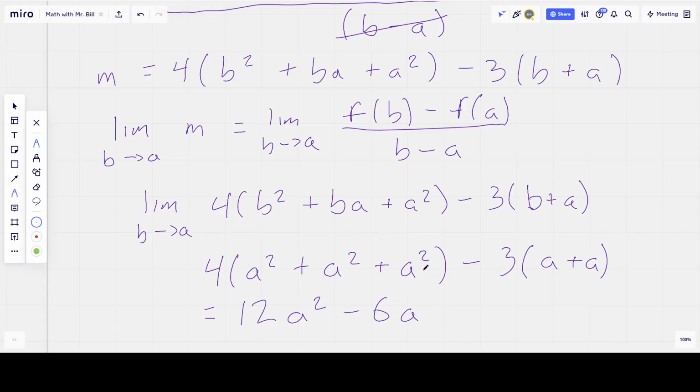And if you use the power rule for differentiation, you should get the same answer if you go and double check.